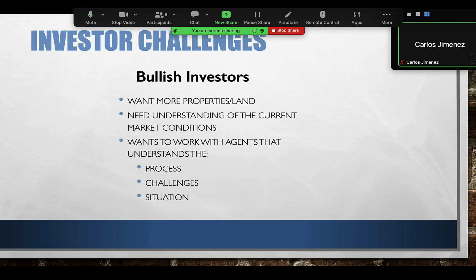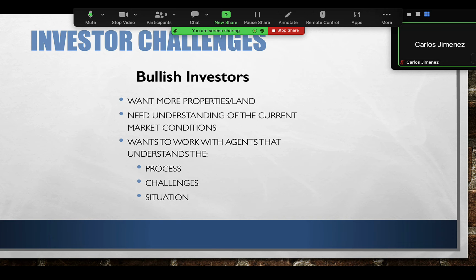Here's the current comps in the area. Here's the price reductions. Here's the price increases. Here's the financing options, those kind of things, okay? So they have a better understanding of what is going on so they can make their own decisions, all right?